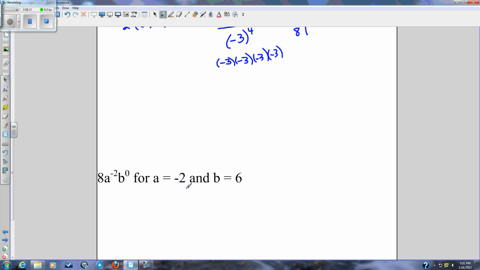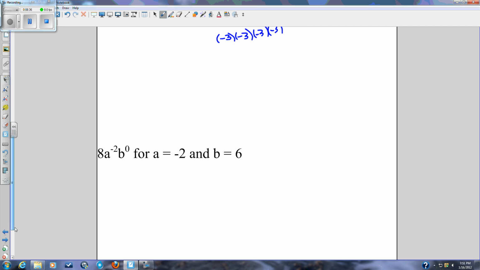And the last one on this page, we have 8 to the negative 2 times b to the 0, which we want to evaluate for a equals negative 2 and b equals 6. We have 8 times negative 2 to the negative 2 power times 6 to the 0.